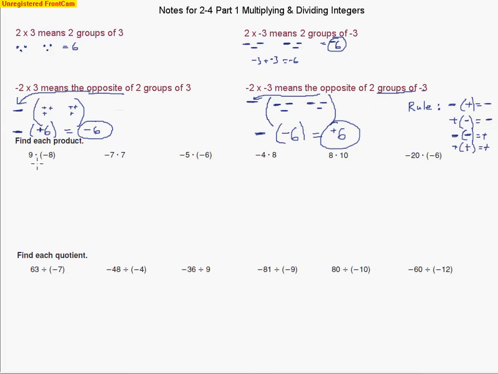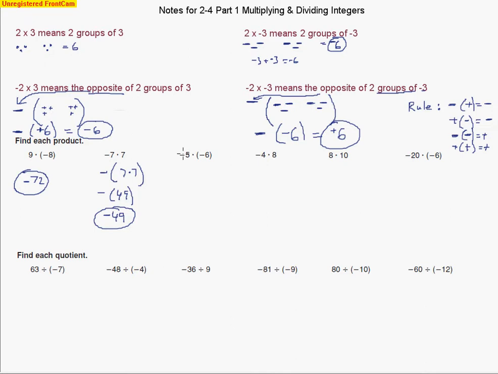So 9 times negative 8. So this means 9 groups of negative 8. And so I know it's 72, but it's negative 72 because I've got 9 groups of a negative. Over here, I've got the opposite of 7 times 7. Well, 7 times 7 is 49, but the opposite of that is negative 49.